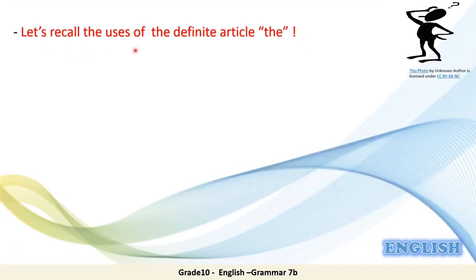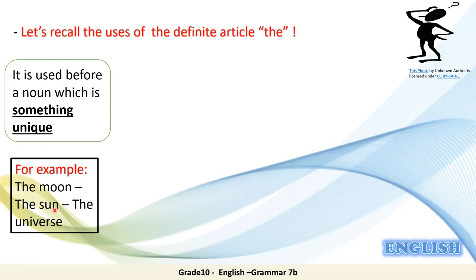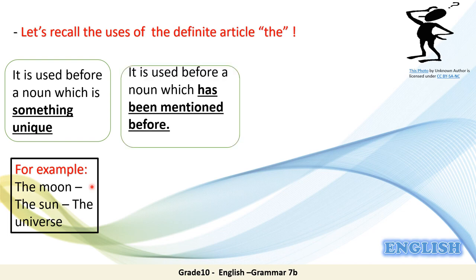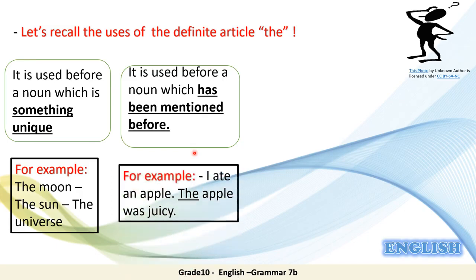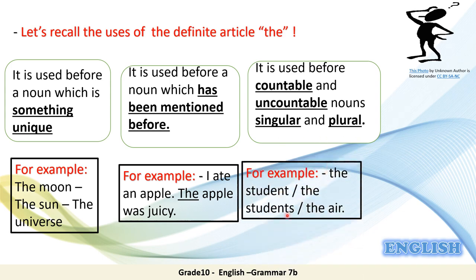Now let's recall the uses of the definite article the. Do you remember? It is used before a noun which is something unique. For example, to say the moon, the sun, the universe. Can you think of more examples? Okay. It is used before a noun which has been mentioned before. For example, to say, I ate an apple, the apple was juicy. It is used also before countable and uncountable nouns, singular and plural. For example, to say, the student, the students, and the air, the water.